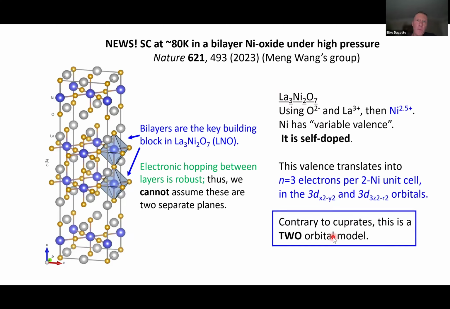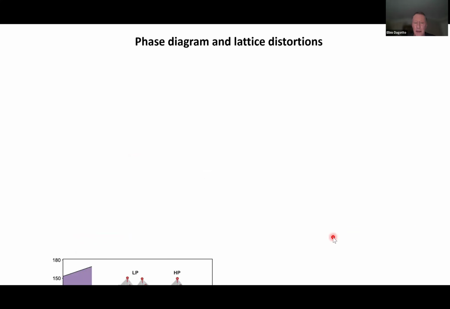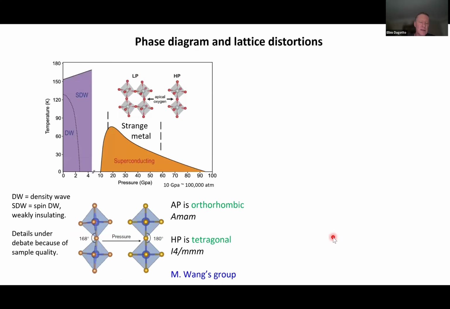For example, for computational techniques, that's not just a mere factor 4 in the CPU, linearly multiplying. Very often this goes into an exponent. So these materials are a big challenge. Okay, the phase diagram is this one. This is after a lot of refinement. This is not the original phase diagram. It's after a lot of refinement in the samples.